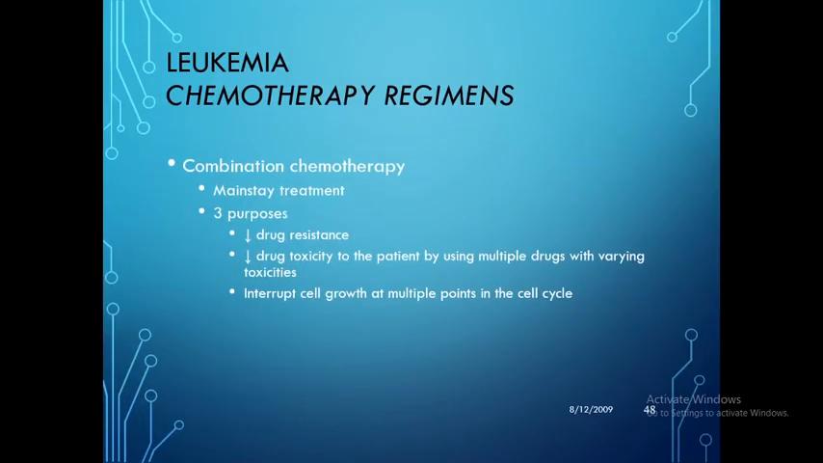Then we have the combined chemotherapy that comes under chemotherapy regimens. That's one of the mainstay treatments. Three purposes of this combined chemotherapy: to decrease the drug resistance, to decrease the drug toxicity to the patient, and to interrupt cell growth at multiple points of the cell cycle.